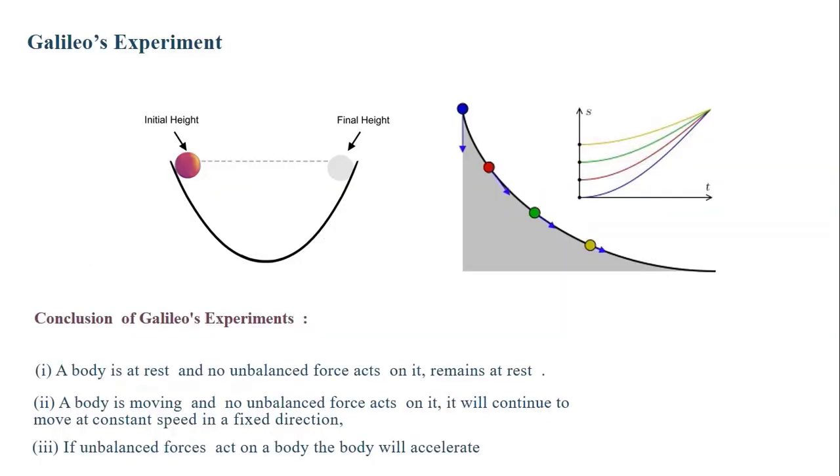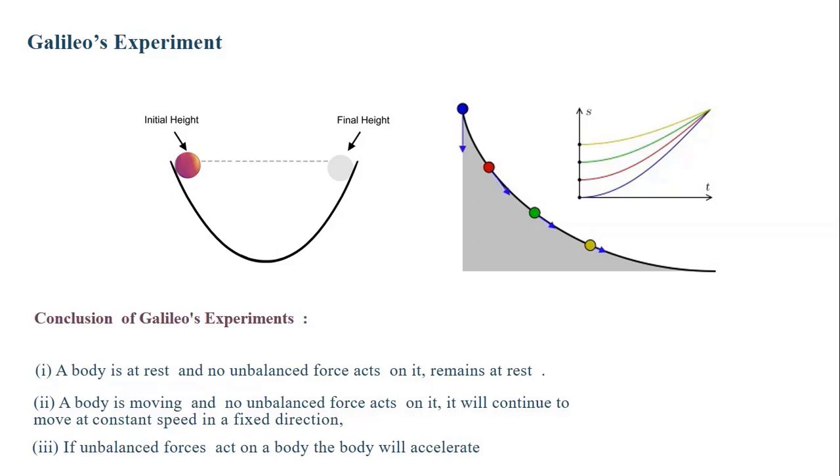Now, as you can see in this diagram, there is an object that was at a particular height, and when it is released from that height, its speed gradually increases. But after reaching the bottom point, no force is acting on it. Then it will move with uniform velocity thereafter, right, in a fixed direction.